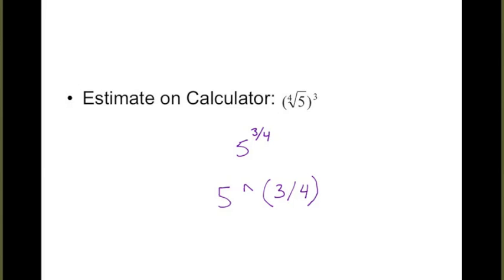And since it says estimate, or the directions in the book might say approximate on the calculator, you can expect to have a decimal answer here and then just round it off to a few places.